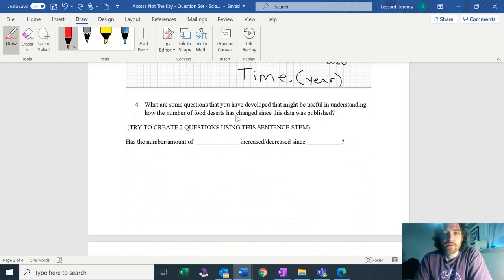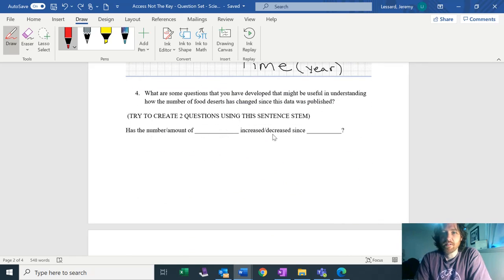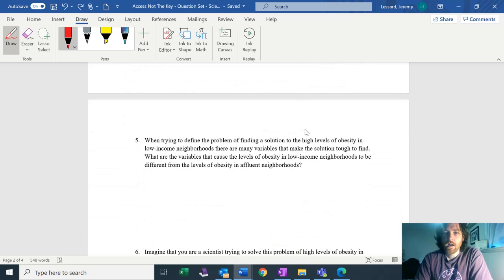As you move forward, you are going to use some sentence stems to create some questions about how this problem might be deeper and how it might be relevant to you. You're going to move through and think about the link that is between obesity and low-income neighborhoods. And that is kind of where we're going with this, and how where you live might affect how healthy you are. That's really what our big questions are about.